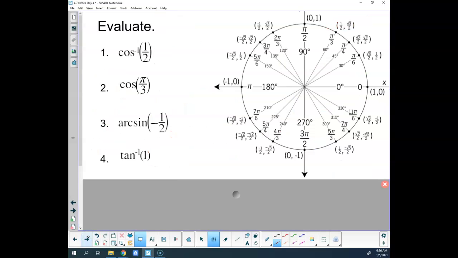So now using our unit circles, inverse cosine of 1/2. Again, I'm looking at inverse cosine, so I'm telling my brain where on the top half, because it's cosine, is cosine equal to 1/2.